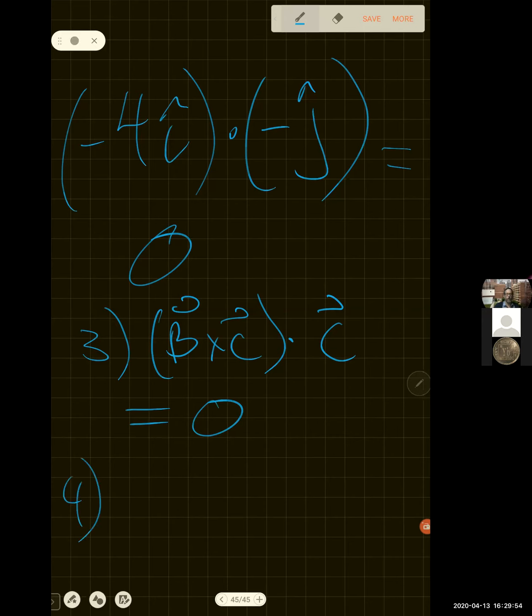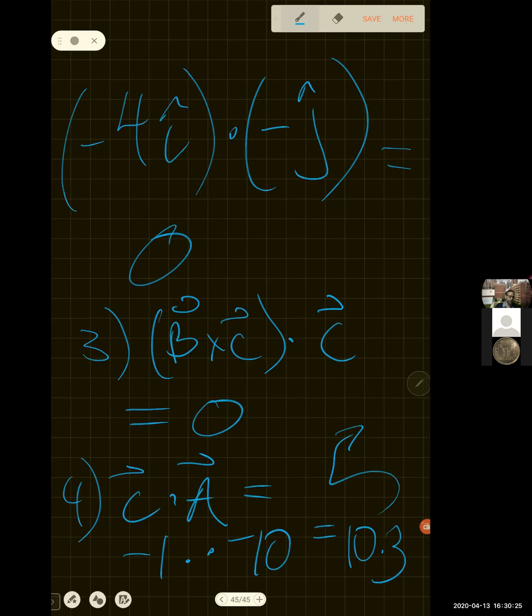And then for 4, we're going to take the dot product of C and A, get a number, and multiply that number by the pure number D. So this is pure multiplication. C dot A is just multiplying the matching components. So it's negative 1 times negative 10, which equals 10. Then we multiply that by D, which is the pure number 3. So the answer to 4 is literally the number 30.